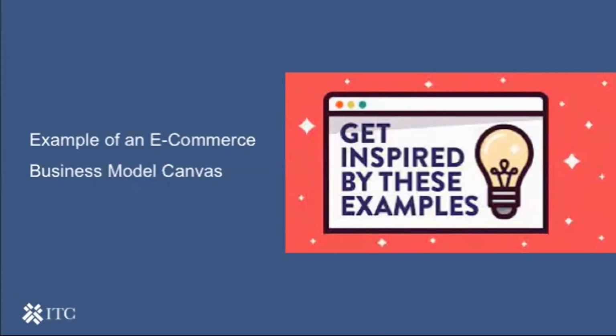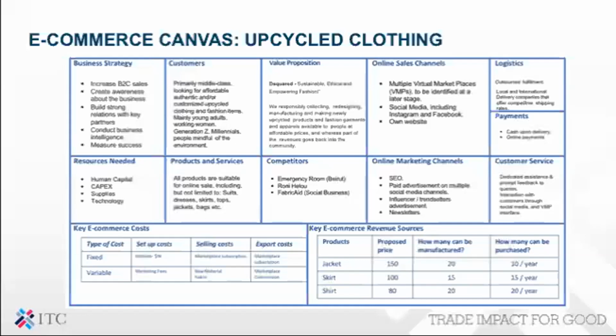Here we're going to briefly explore the main points of a business model with a hypothetical e-commerce business selling upcycled clothing. So here we're doing this for a business that does upcycling. In the business strategy, for example, one of the ideas was to increase business to consumer sales, build strong relationships with their partners, conduct business intelligence, and measure success using certain tools. So that was part of the business strategy and the planning.